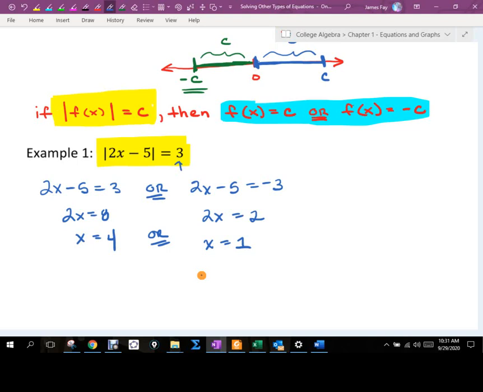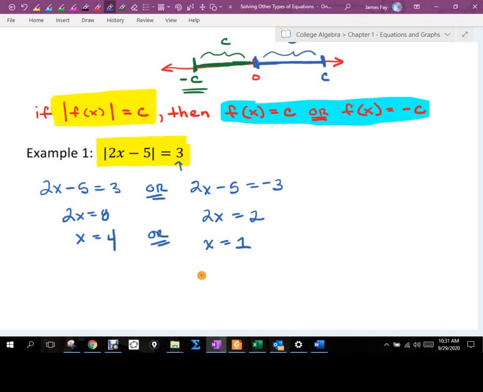Think about plugging 4 in. I plug 4 in, what do you get? You get negative 3 on the left-hand side, don't you? Sorry. You get positive 3. So that puts essentially that object on the left, the 2x minus 5, when I plug in 4, to the right of 0. It puts it 3 units to the right of 0.